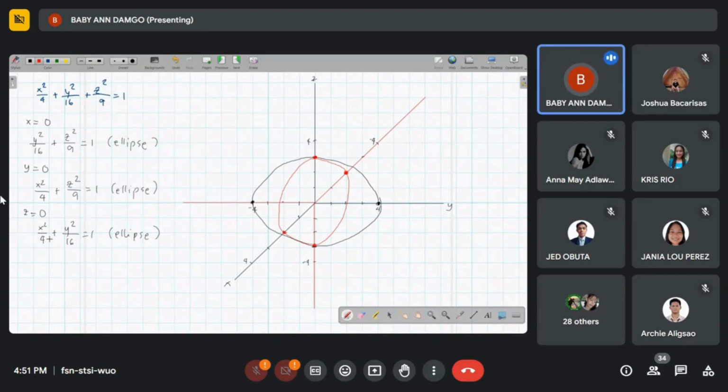Another is when z is equal to 0. We have x squared over 4, so x is 2. Another color, green. So this is still 2. And then our y is 4. So we have this, and we connect. So we have the graph of the ellipsoid.